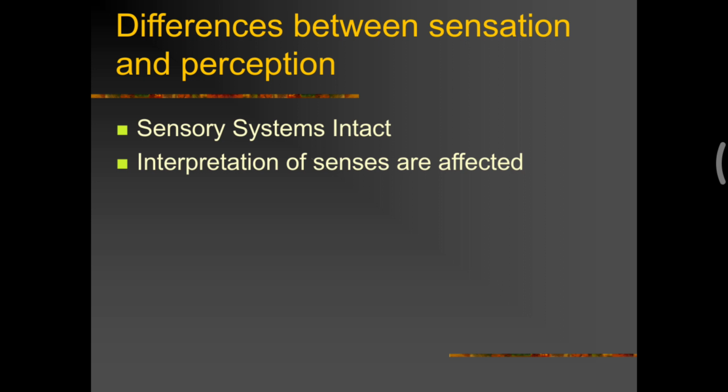So, what's the difference between a sensation and perception? Perception is interpretation or making meaning out of the sensation, and this interpretation predominantly happens in a brain region called the parietal cortex.